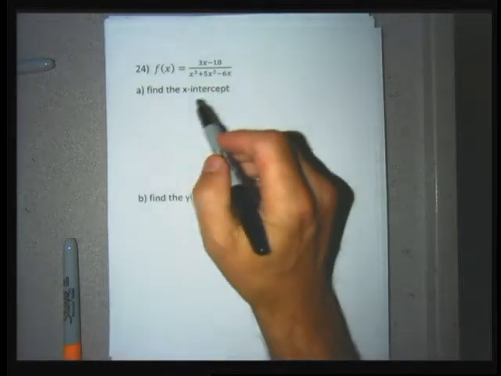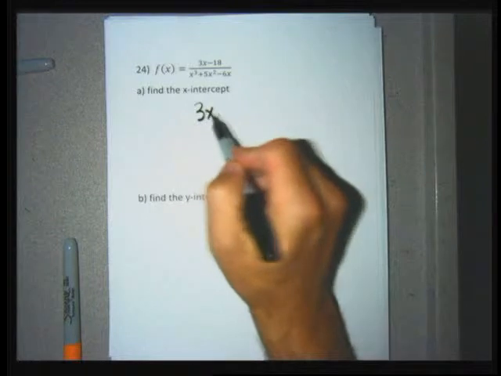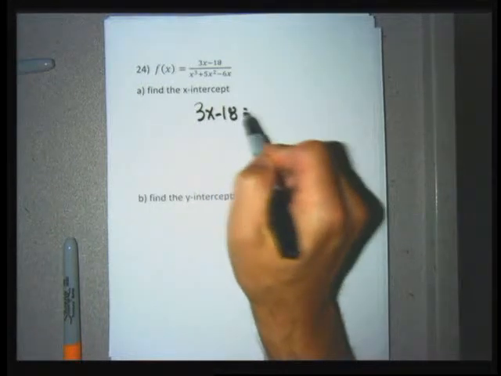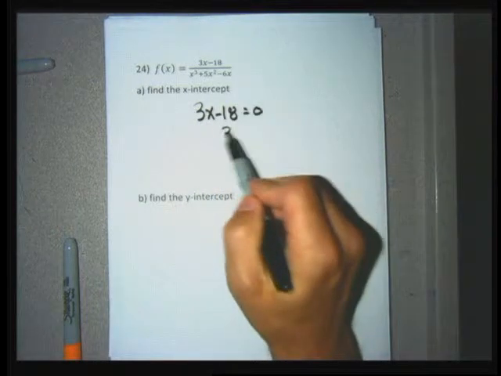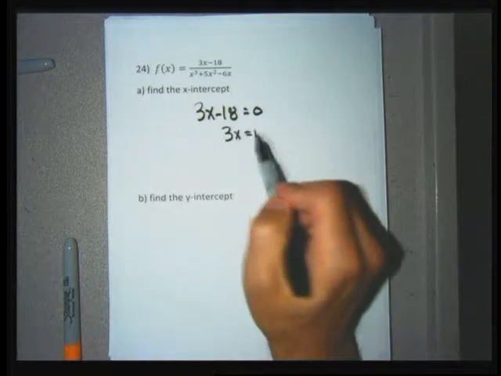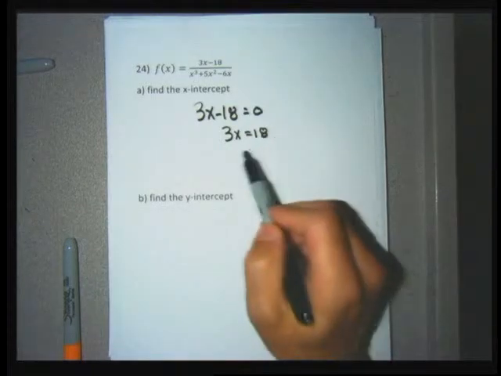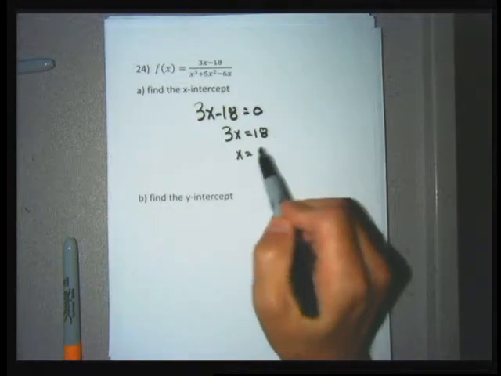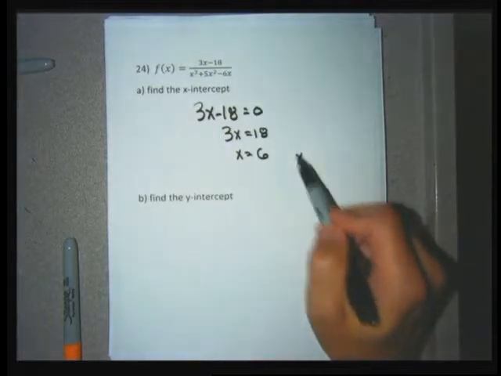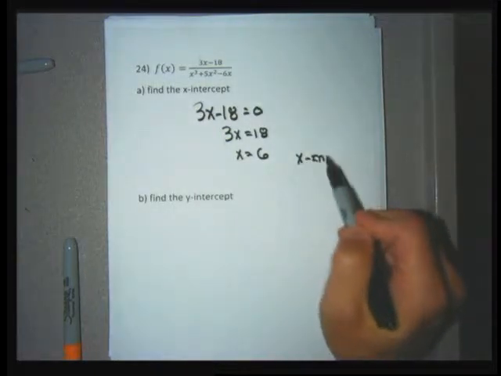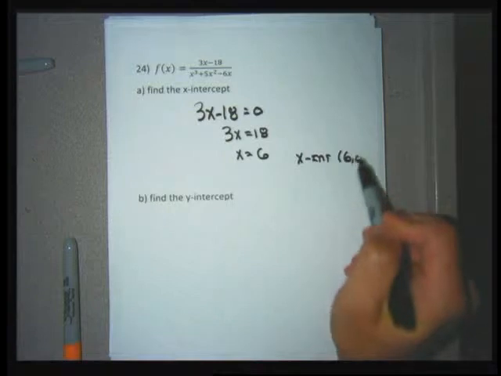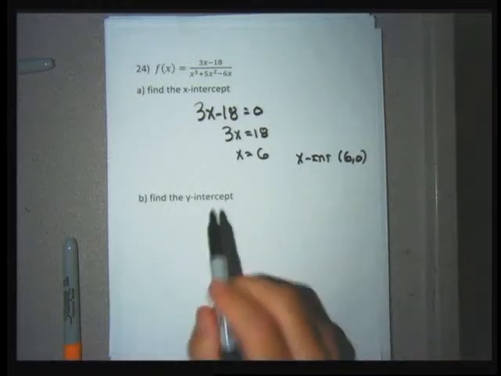For the x-intercept of this one, take the numerator, set it equal to 0. No square, so I don't have to factor. I add 18 to both sides and get 3x equal to 18. Divide both sides by 3 and get x equal to 6. So the graph is going to cross the x-axis at the point 6, 0.